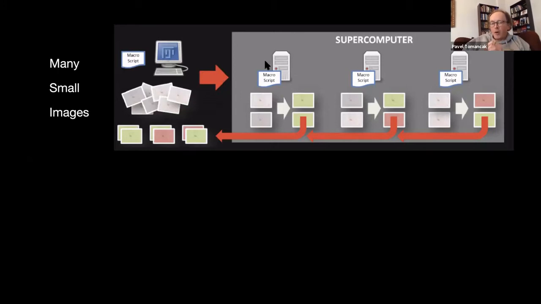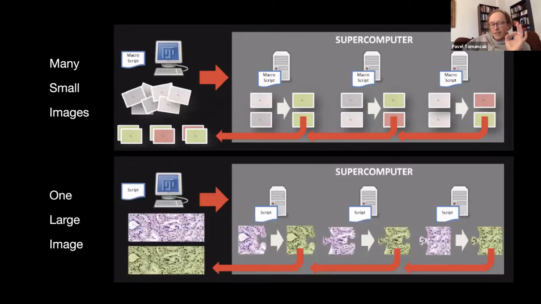We have access to a supercomputer, we upload it, and we say, process those two images on node one, and those two images on node two, and those two images on node three, and download the results. Very simple. The second way is a script, which is going to be a Jython script able to include the ImageJ ops commands. And once again, you have one large image which you upload to the cluster, and the program itself splits the task into appropriate pieces so that the three computer nodes which are available are maximally used, and you download the data, right? Okay, so that's kind of a high level overview.